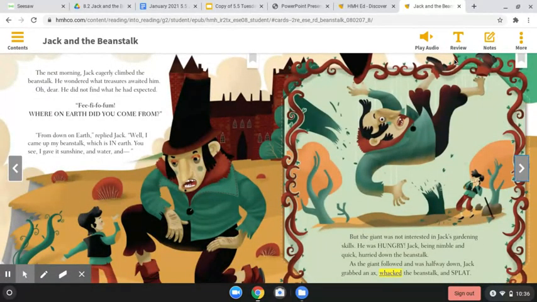The next morning, Jack eagerly climbed the beanstalk. He wondered what treasures awaited him. Oh dear, he did not find what he had expected.